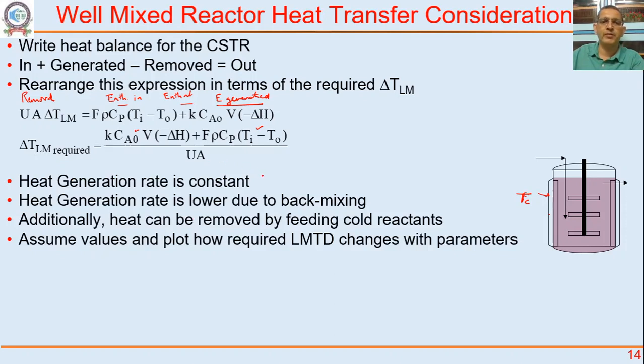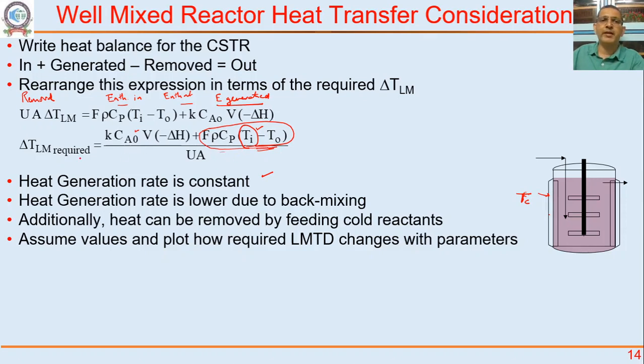Heat generation rate is constant, that's an advantage. Heat generation rate is lower due to back mixing because the concentration is low, so it doesn't react so much. It can be removed by feeding cold reactant. That's an option to us. If Ti is lower, then this is negative. It will take away some enthalpy of reaction. That's one way of controlling temperature in exothermic reactions in a well mixed reactor.